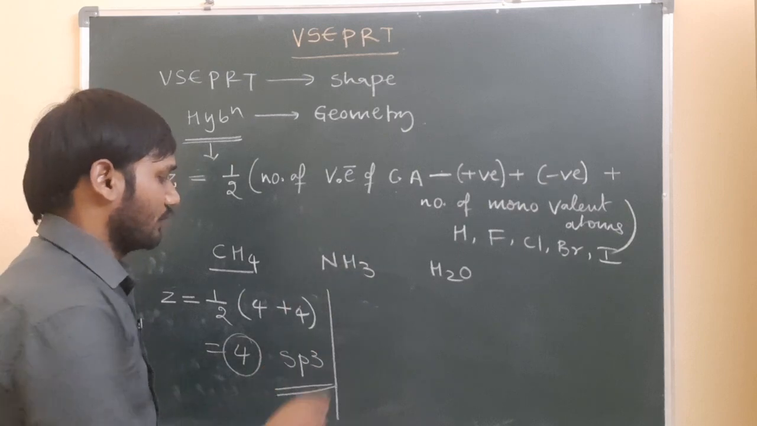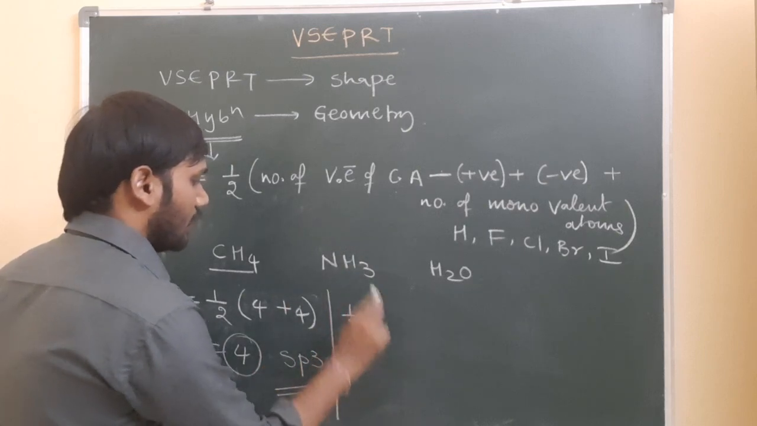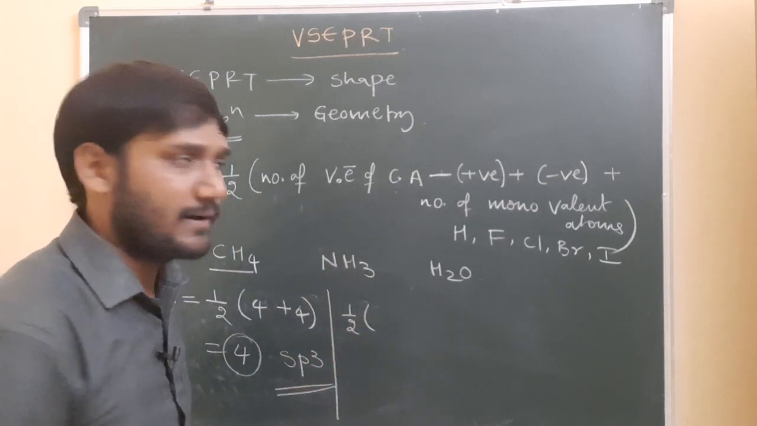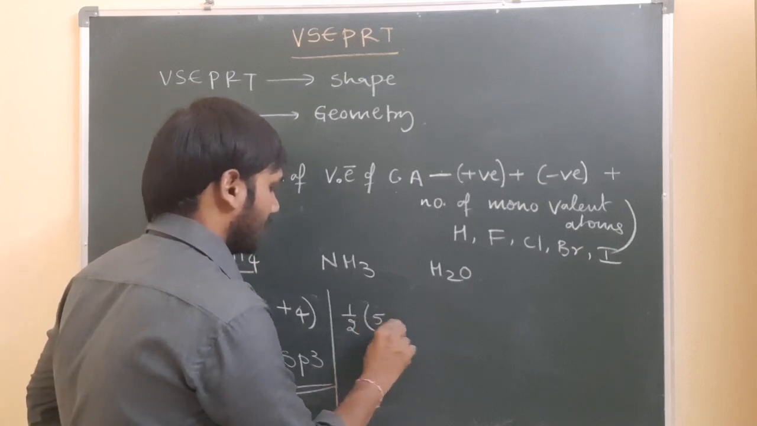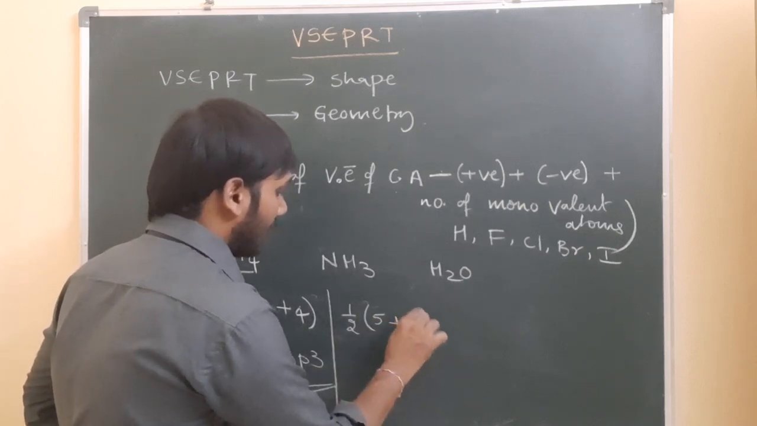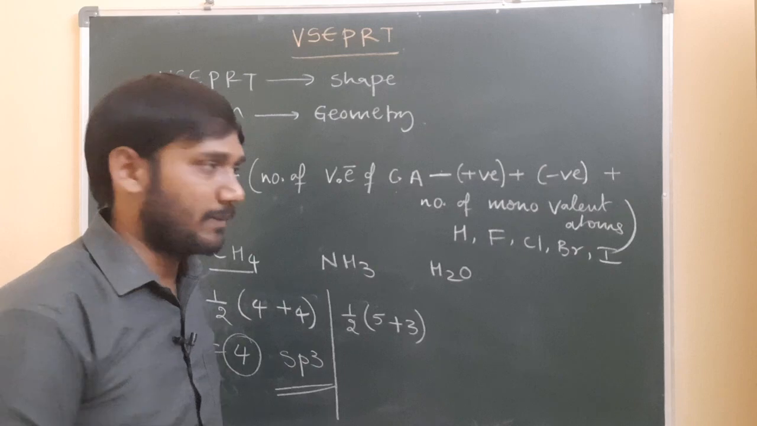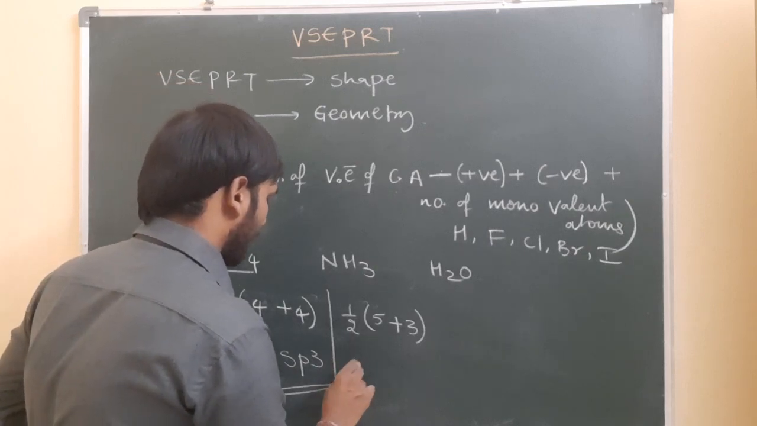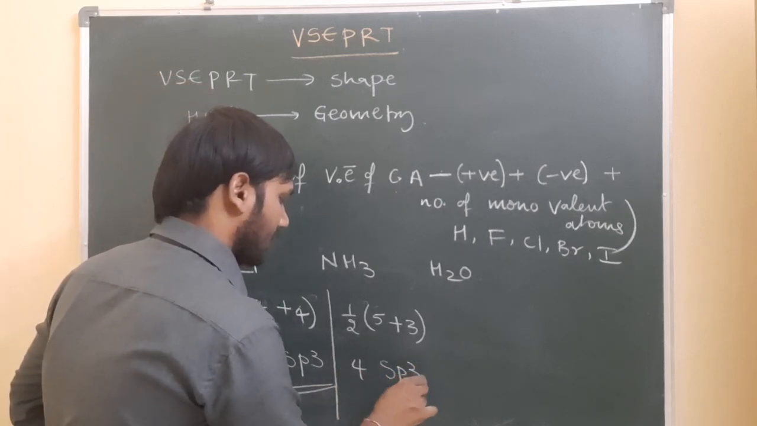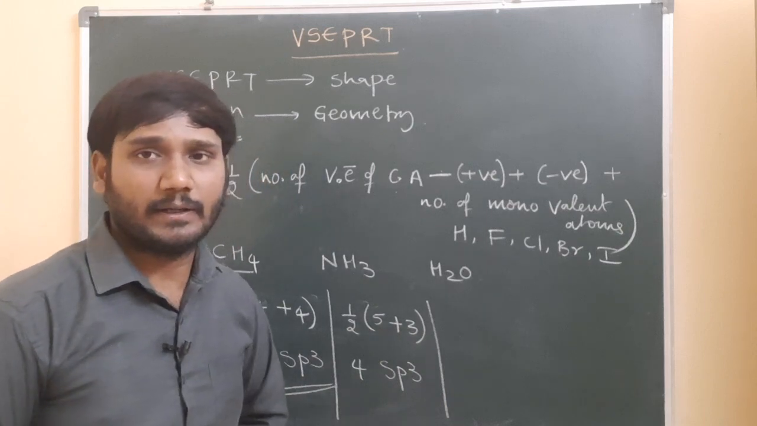Next, come to NH3. Nitrogen and 3 hydrogens. Nitrogen is a 5th group element, meaning 5 electrons are present in the valence shell, plus the number of monovalent atoms, 3. 5 plus 3 is 8, and 8 by 2 is again 4. We can determine this is also sp3 hybridization.